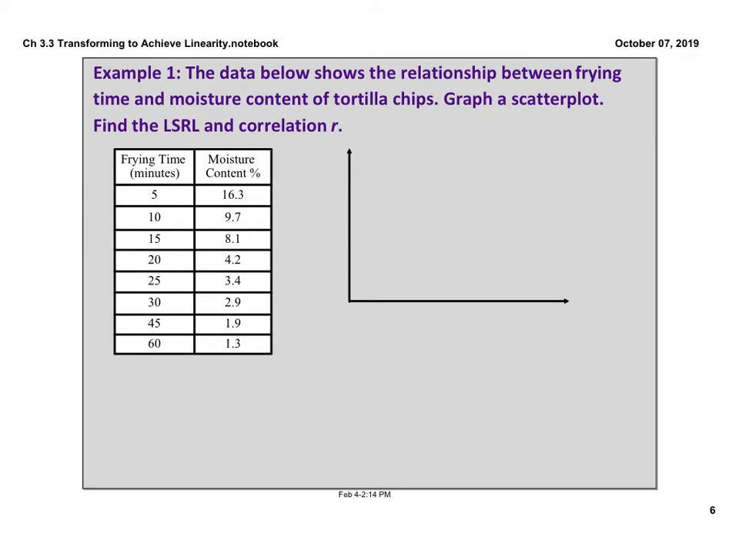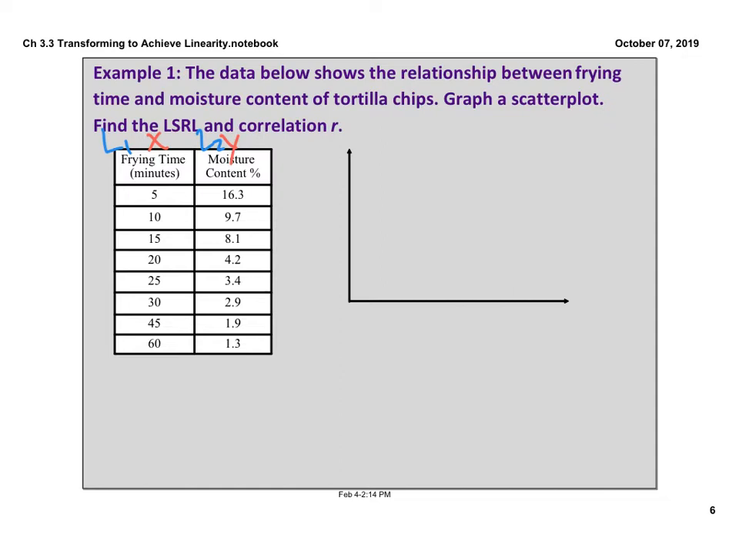We get a set of data. It says the data below shows the relationship between frying time and moisture content of tortilla chips. We want to graph a scatter plot. So the frying time is your explanatory variable, and then the moisture content is your response variable. So go ahead and plug those into your list. Now, you're going to use a whole lot of lists today in that stat editor. So I highly recommend that you put these guys in L1 and L2 because we're going to have to keep a lot of lists straight, and sometimes it's easiest just to start from the beginning.